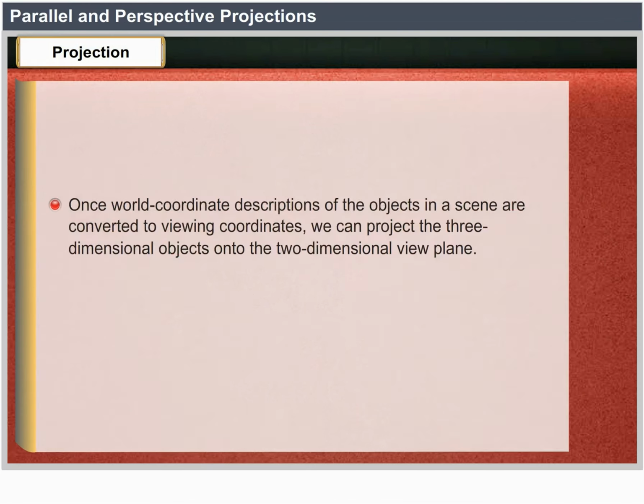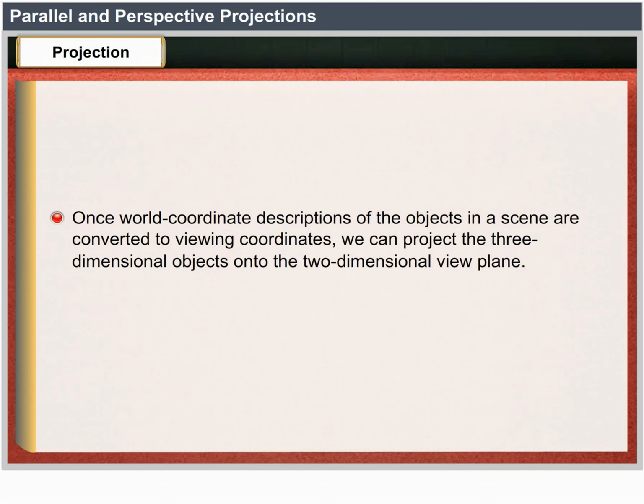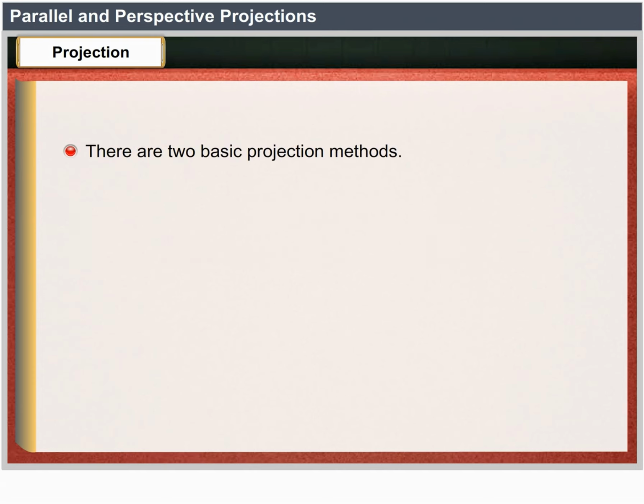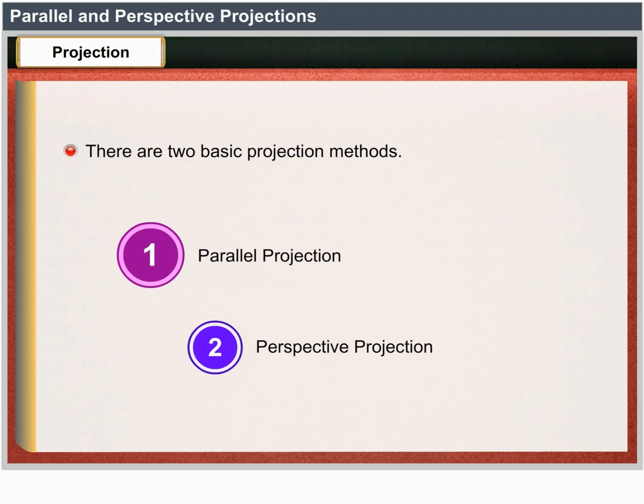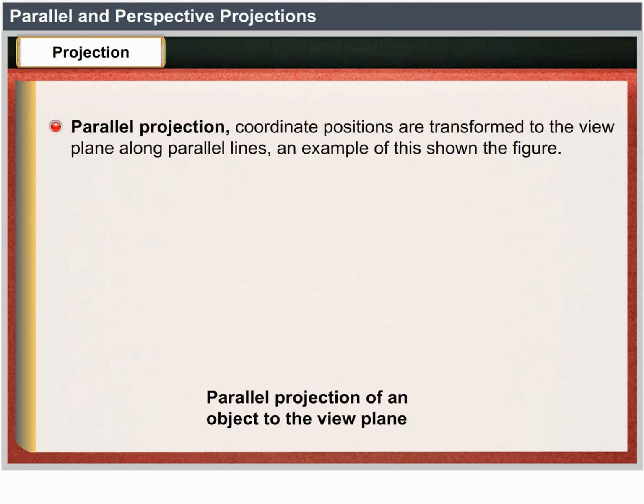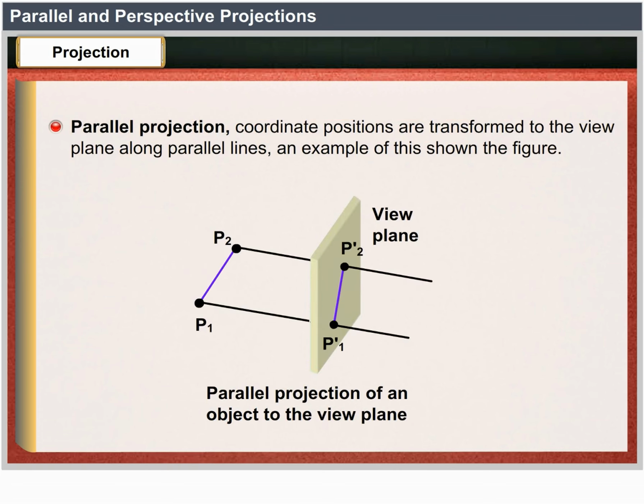Parallel and perspective projections. Projection. Once world coordinate descriptions of the objects in a scene are converted to viewing coordinates, we can project the three-dimensional objects onto the two-dimensional view plane. There are two basic projection methods: parallel projection and perspective projection. Parallel projection: coordinate positions are transformed to the view plane along parallel lines. An example of this is shown in the figure.